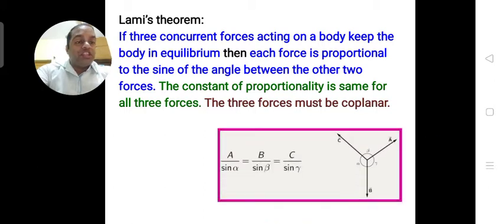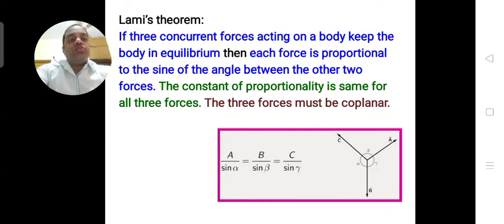Like in this picture, we can see there are three forces represented by A vector, B vector and C vector. The angle opposite to A vector is alpha, that is in between vector B and vector C. Similarly, the angle opposite to B vector is beta, that is the angle between A vector and C vector. Similarly, the angle opposite to C vector is gamma, that is in between A vector and B vector.